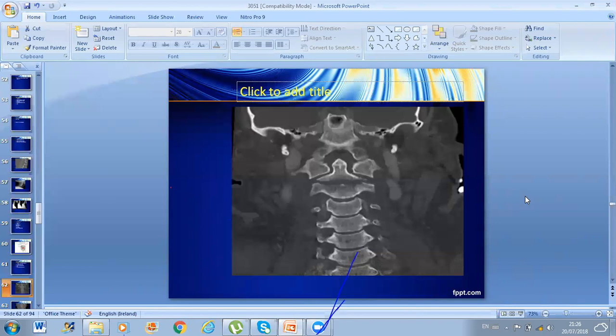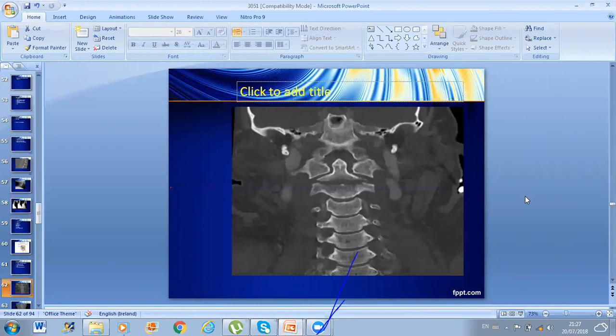They are usually attached to the dens. And the other good thing about this fracture is that the surface area for the fracture is huge. So do you think it will heal or not heal? Yes, it can heal.